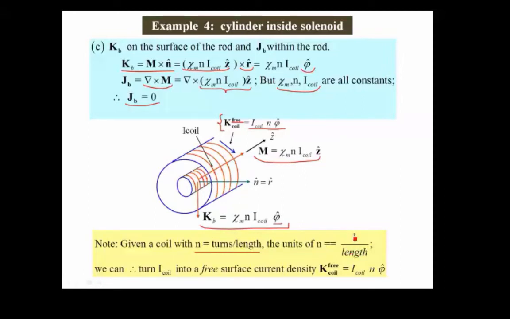The number of turns is just a number. We can therefore turn the I coil into a free surface current density by just taking K equal to the I coil, in this case times n, which would give us the expression for K. And so that would be I coil n times the phi direction.